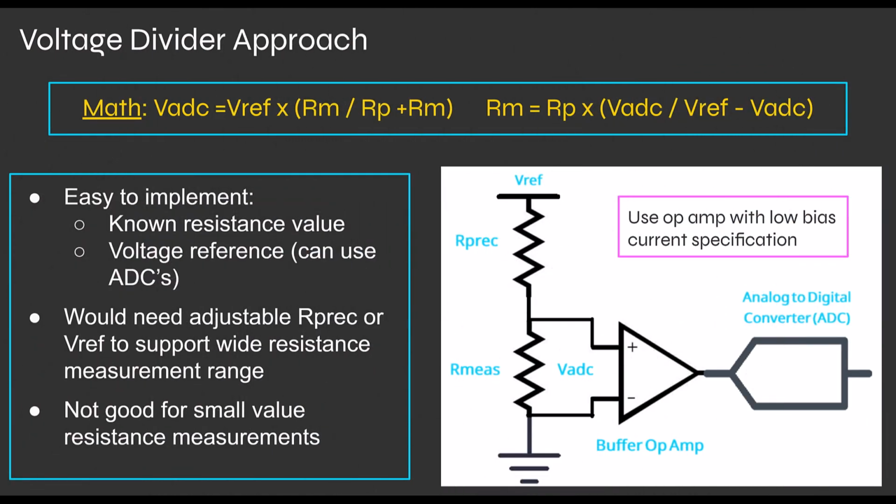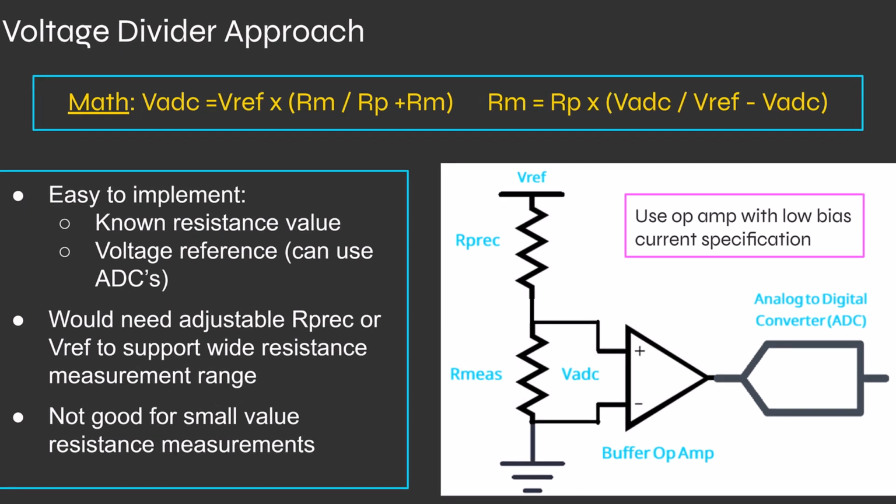And as the name implies, we're using a voltage divider. A lot of times you can use a voltage divider to divide down a voltage, which is essentially what we're doing. But here, we know the voltage, we know one of the resistances. We're going to make a voltage measurement to calculate the other resistance.